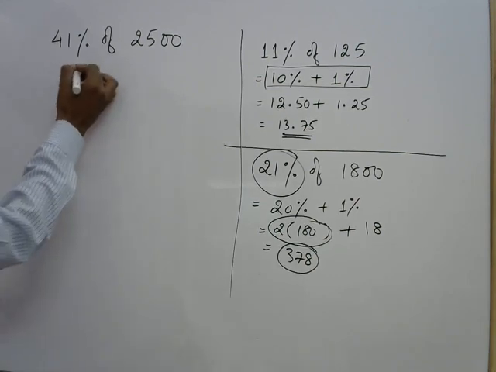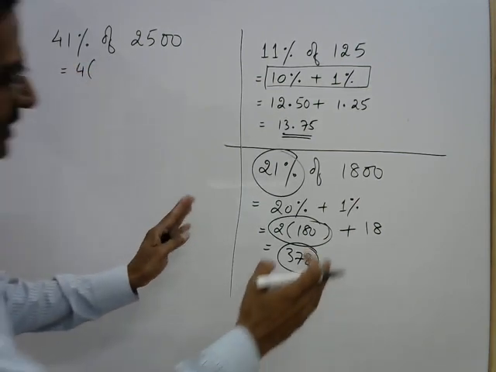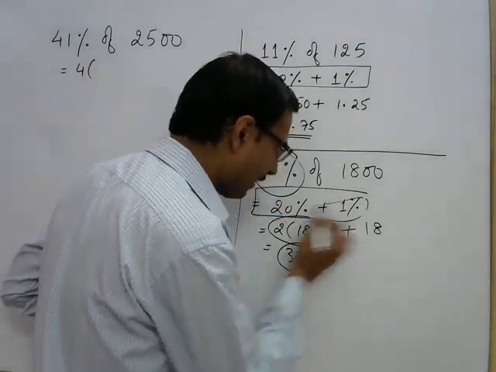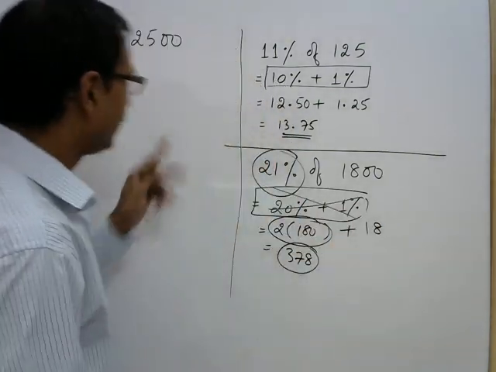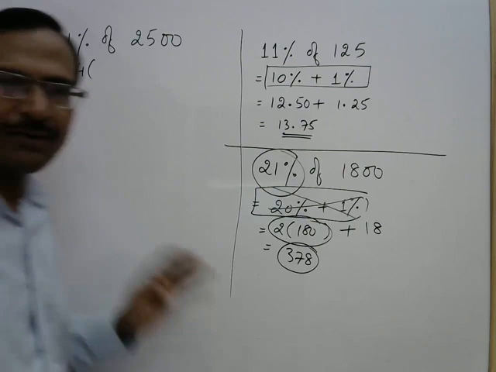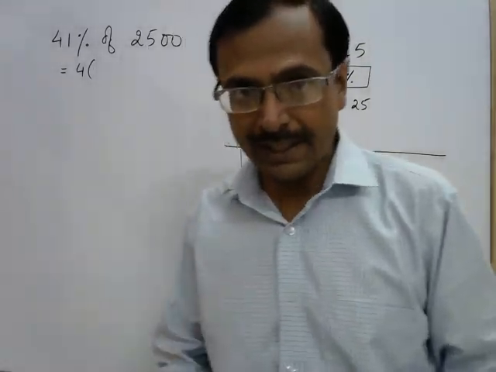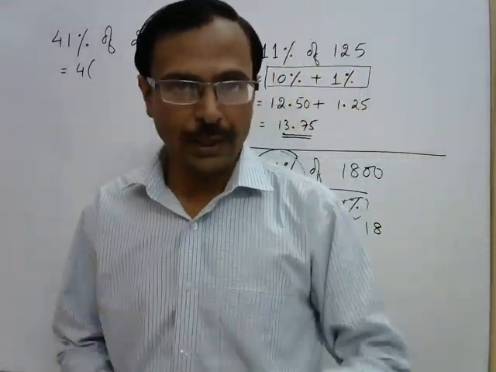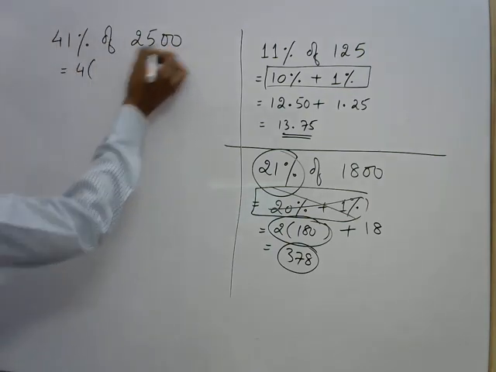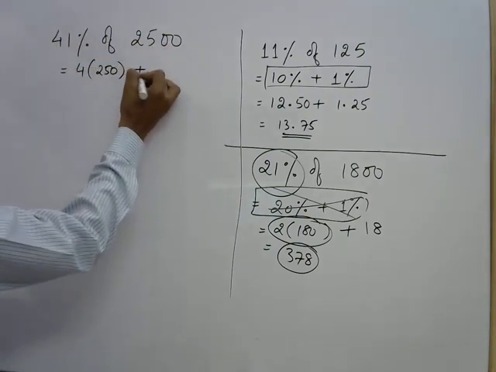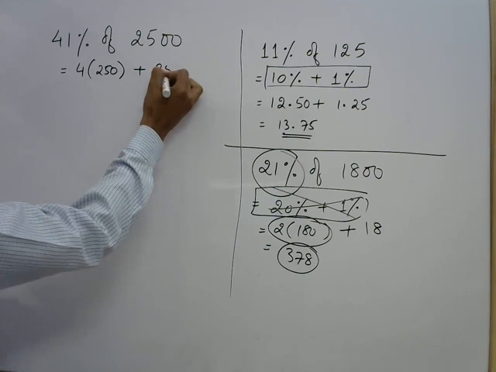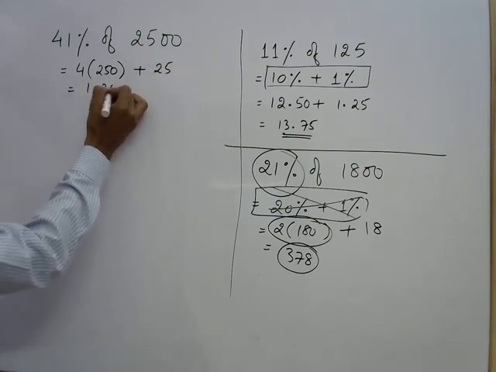See, 4 into 10%. I am not writing all the steps now, I am skipping this step. So 41 means 4 into 10 that is 40 plus 1. So 4 into 10%, 10% is 250, plus 1% is 25. So this is 1025.